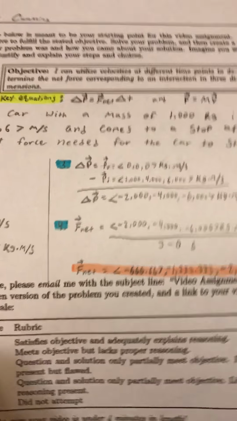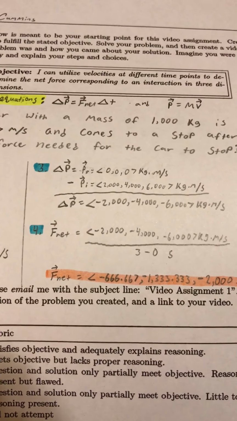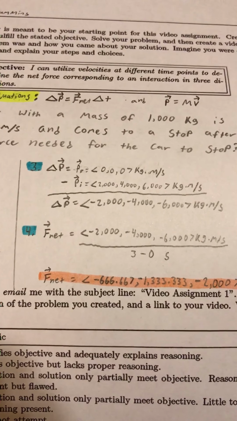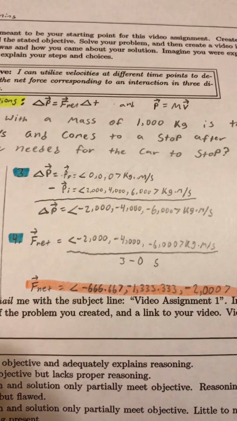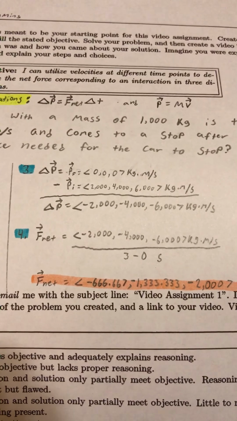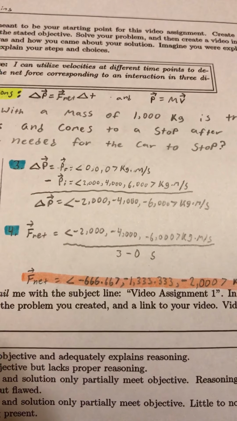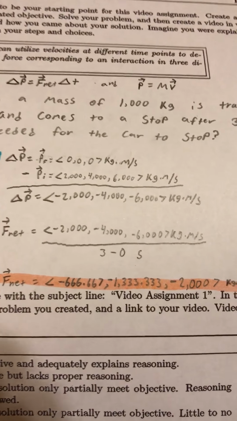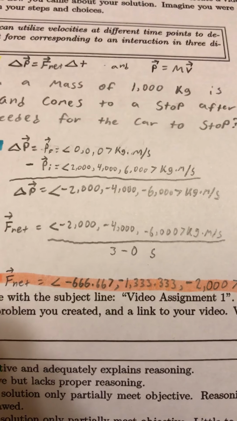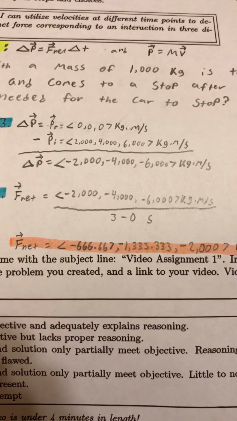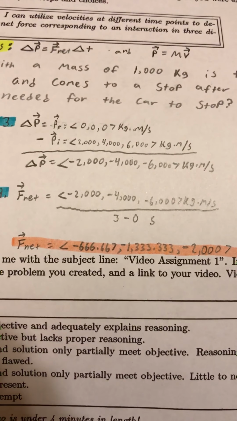And then third step, you need to calculate the change in momentum. So you take the final momentum, which is 0, 0, 0 kilograms meters per second, and subtract the initial momentum, which is 2,000, 4,000, 6,000 kilograms meters per second. You get that negative momentum vector there, the change in momentum vector.